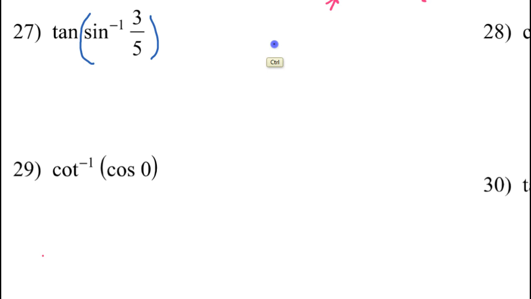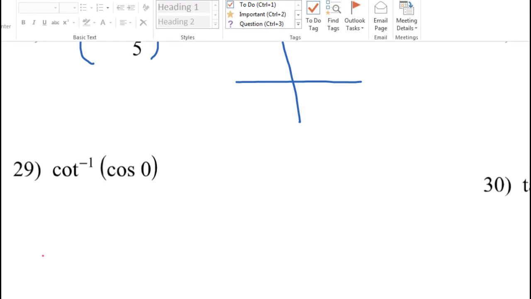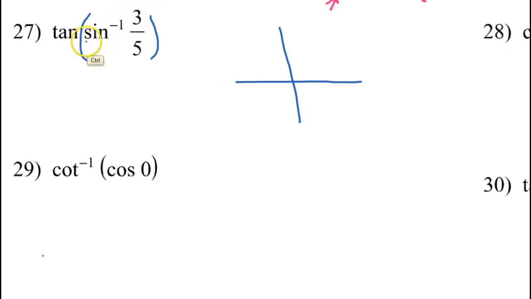What I need to do is draw a diagram. Okay, so here's what's happening. If the tangent is 3/5, remember how, no, I'm sorry, the sine is 3/5. This is the angle whose sine is 3/5. So, sine is y over r. So that means this is y and this is r. So that's what I'm going to draw. Okay, so I'm going to have this. So the r, the radius is 5, and the y value is 3.